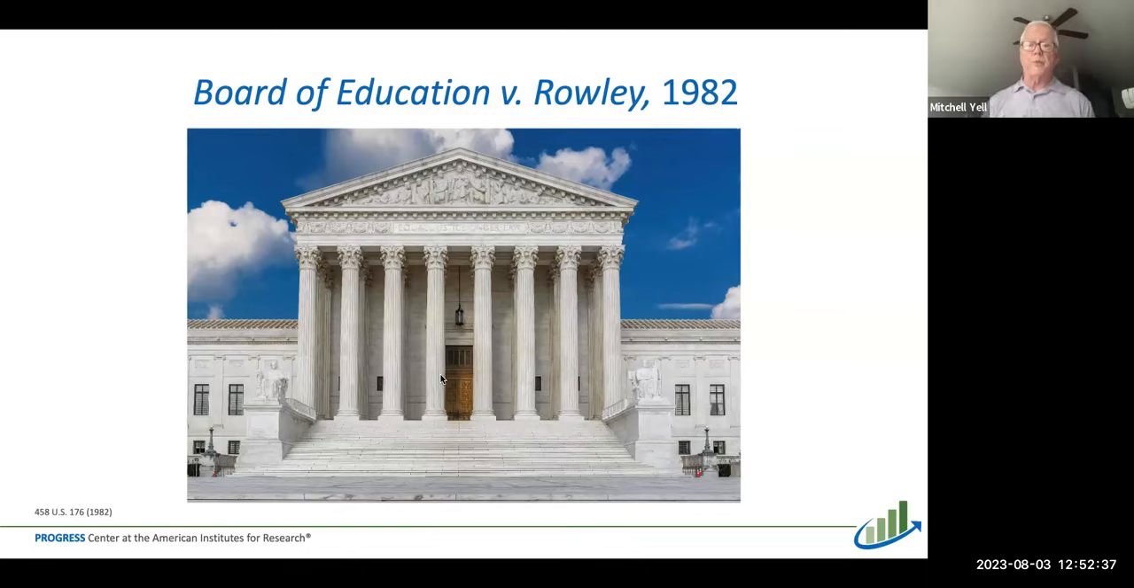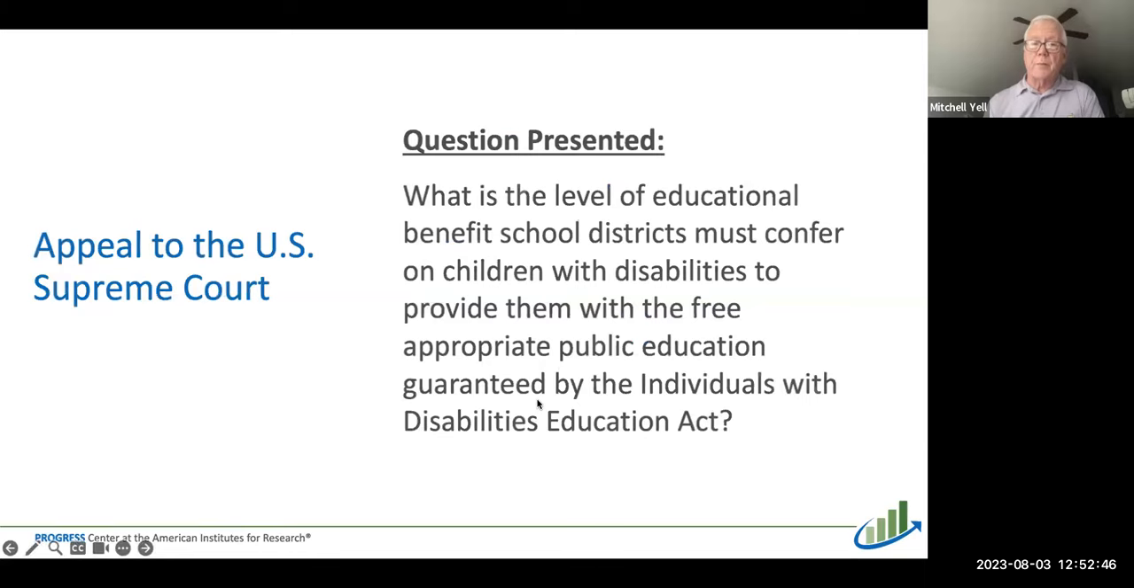And the question they presented was, what is the level of educational benefit that school districts must confer on children with disabilities to provide them with a FAPE, or a free, appropriate public education guaranteed by the IDEA? Now, they were saying, well, the law doesn't really say what's appropriate. Here's what we think it is.